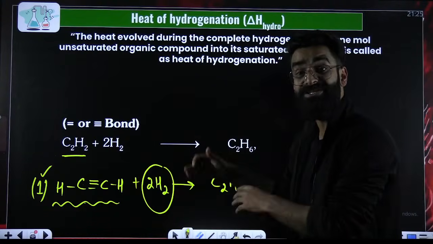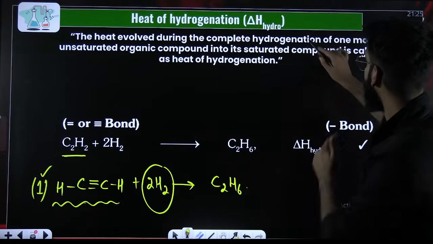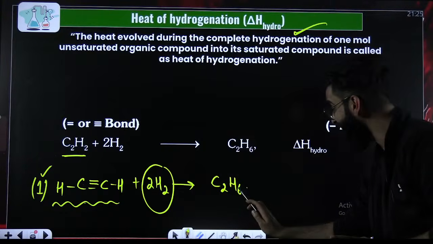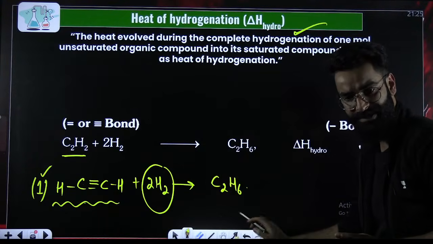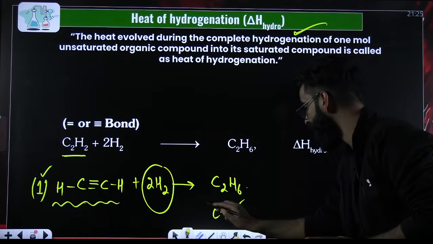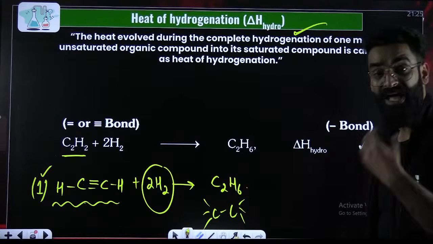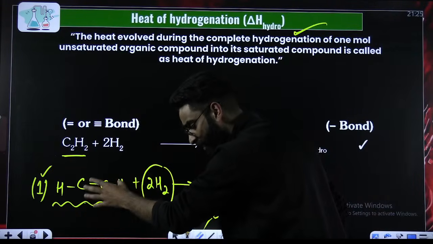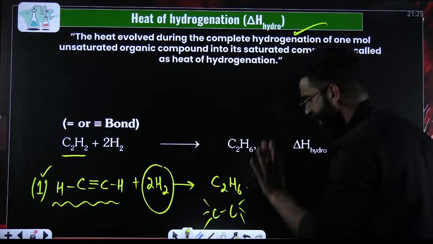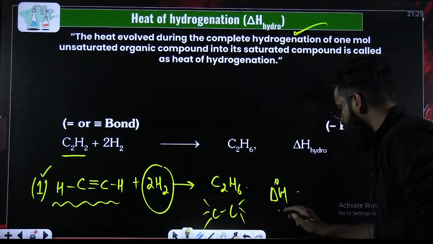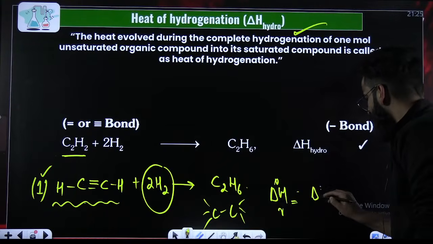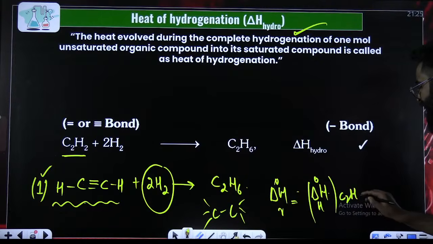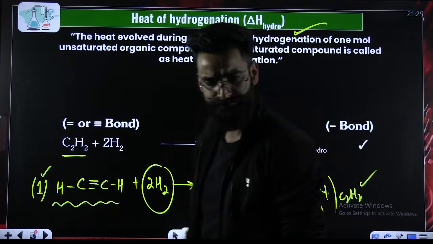The amount of energy which is released during the hydrogenation of 1 mole of unsaturated organic compound into a saturated one. This is a saturated one now, right? It does not contain a double or triple bond. During this reaction, whatever amount of heat will be released is what I call the enthalpy of hydrogenation. And over here, it's going to be the enthalpy of hydrogenation of C2H2, nothing else.